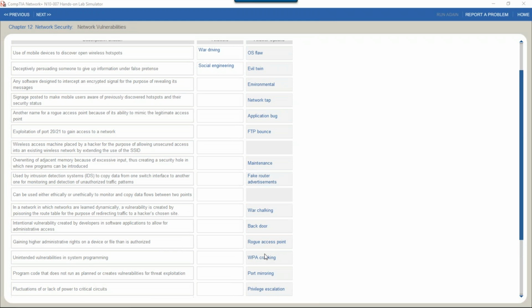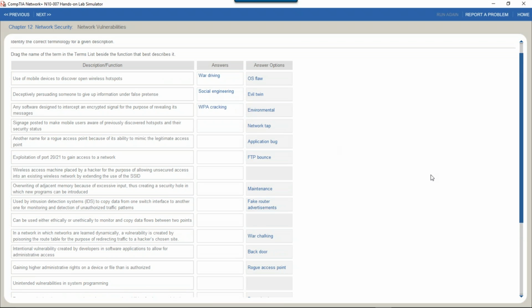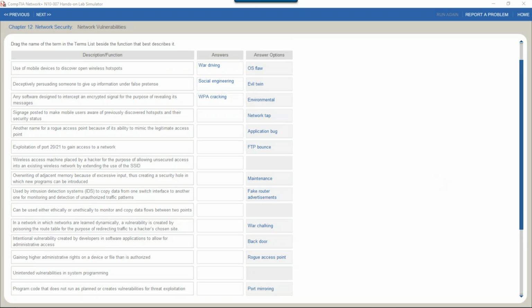Because this is exactly what it's saying, right? This is encryption, and this is WPA cracking, right? And this is what we're trying to do. We're trying to crack the encrypted signal. So to me, that's what it has to be, right? Process of elimination. All right. Anyone disagree? So we move on.